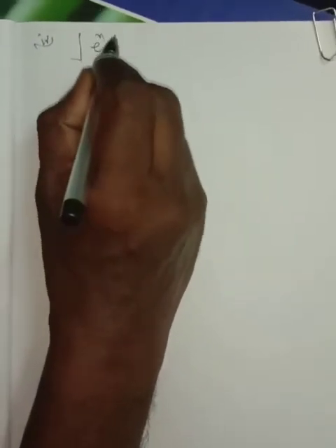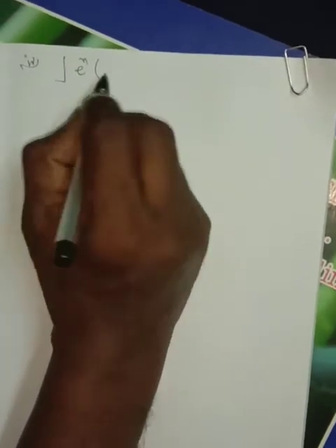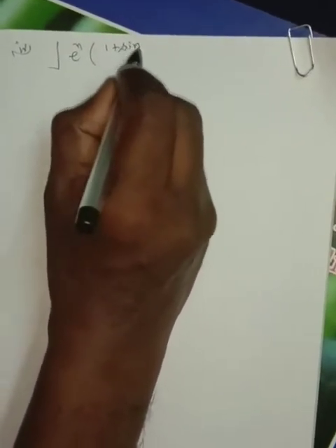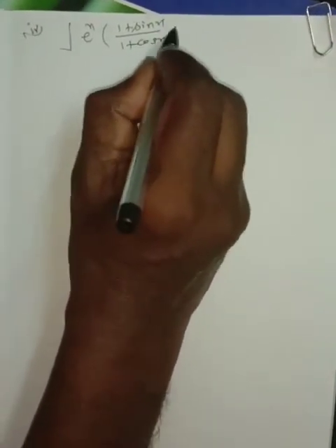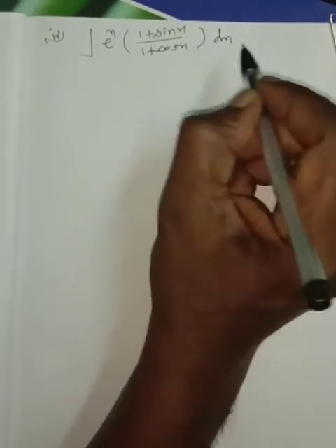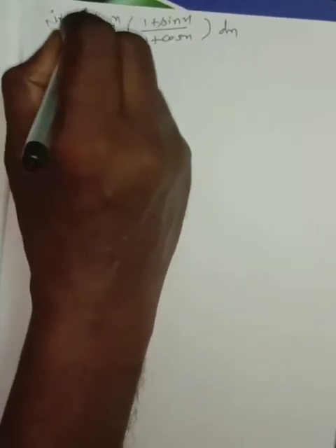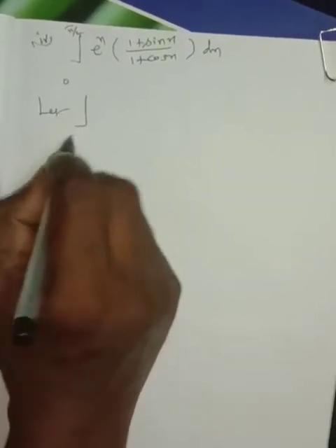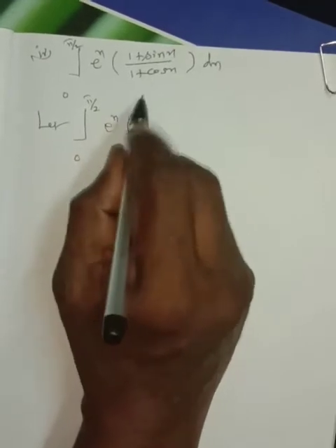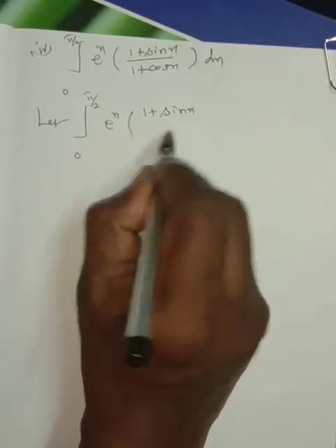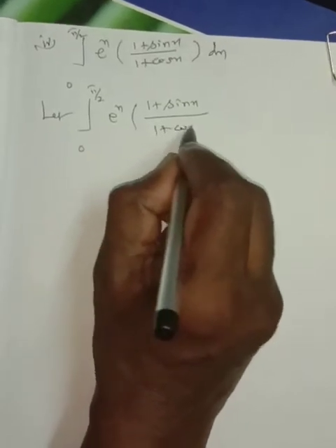Next: integral of e to the power of x, (1 plus sin x) divided by (1 plus cos x), into dx taken over the limit 0 to pi by 2. Let I equal integral 0 to pi by 2 e to the power of x, (1 plus sin x) divided by (1 plus cos x) into dx.